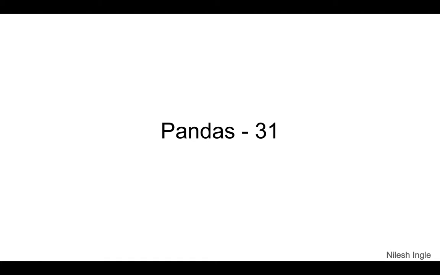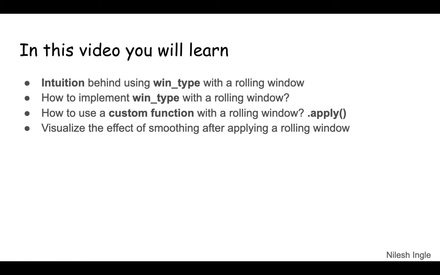I'm Nilesh and in this video we'll continue to learn about pandas. Here we'll look at the intuition behind the win type that we are going to use in the rolling window function. Additionally, we'll look at how to implement the win type in pandas and then also look at how we can use dot apply along with the rolling window to use a custom function. And finally, we'll look at how to visualize the effect of smoothing after we apply rolling window averaging to our dataset.